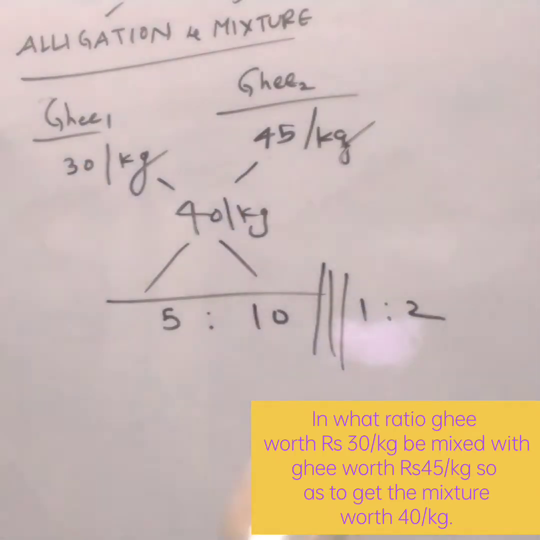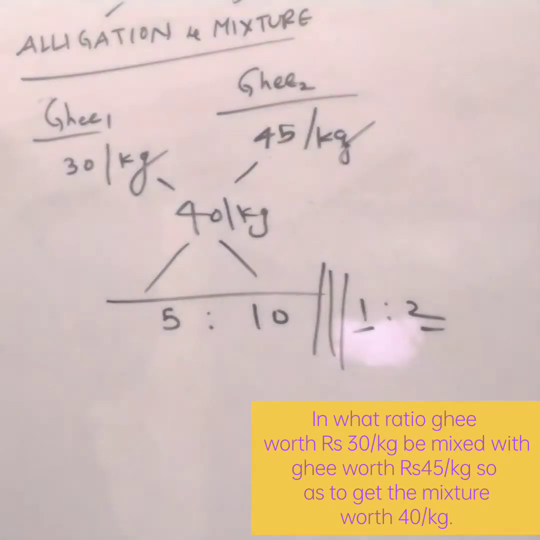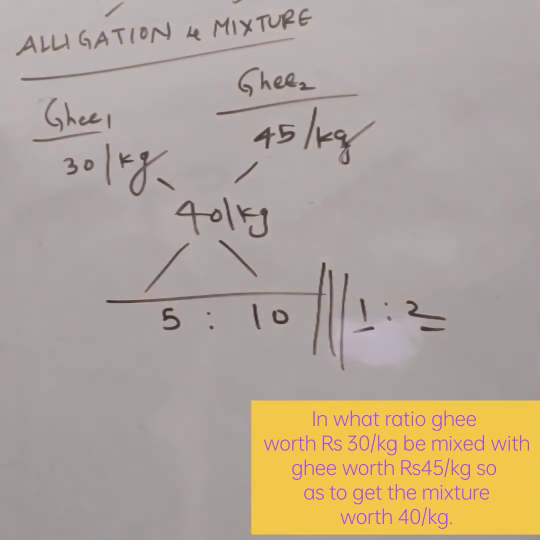That is, first quality ghee I will take 30 per kg, second quality ghee I will take 45 per kg. If I take 2 kgs of second quality at 45 rupees, I should take 1 kg at 30 rupees, so that the common man cannot differentiate the adulteration here.